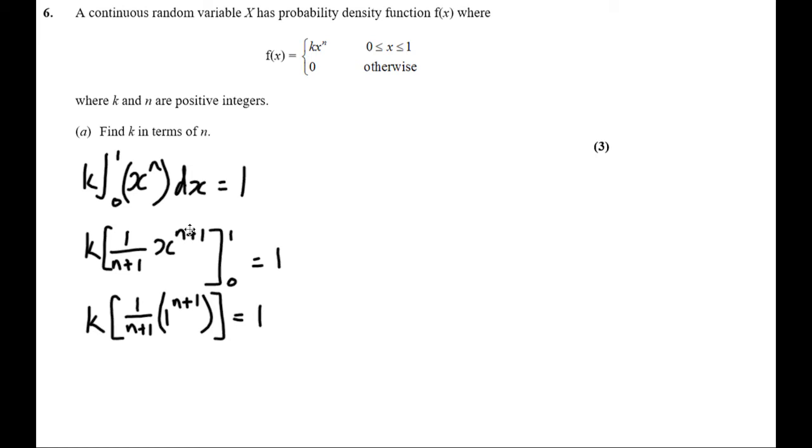So, in effect, I actually have k times 1 over n plus 1 equals 1, making k the subject. I can say that k equals n plus 1. So I've multiplied by n plus 1 on both sides. That's eliminated the bracket from the left-hand side and given me k equals n plus 1. And this is what I was asked to do, to find k in terms of n. So my k equals n plus 1.